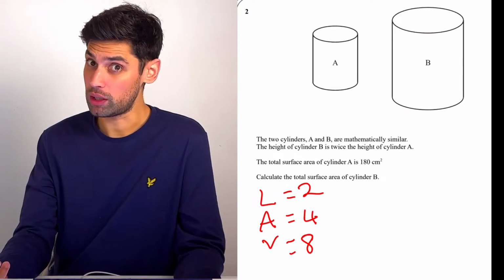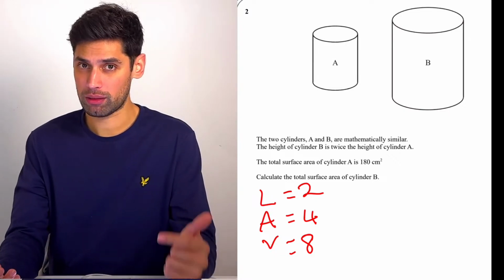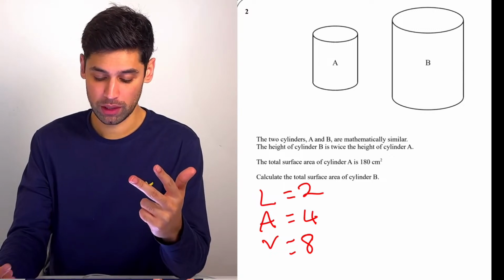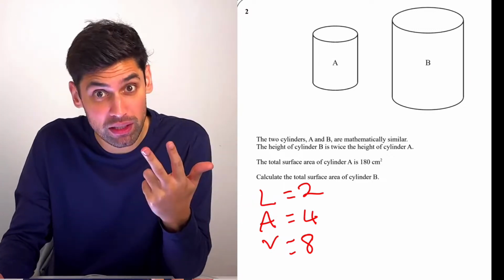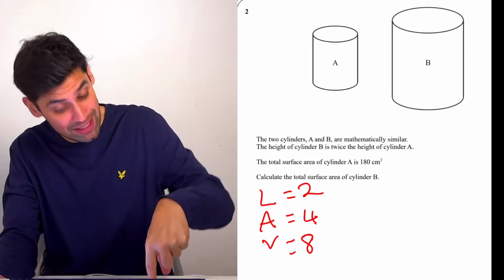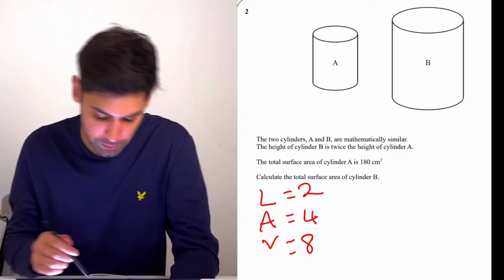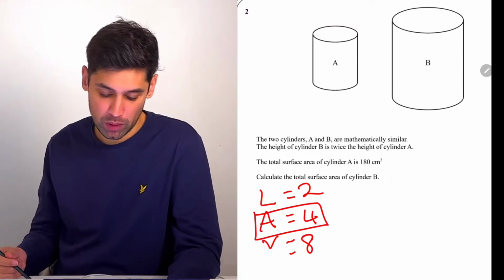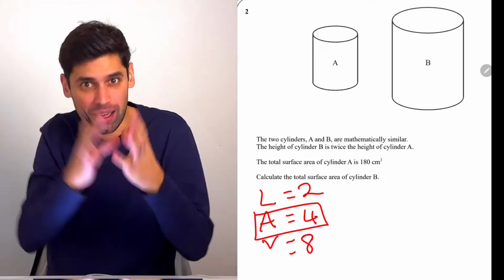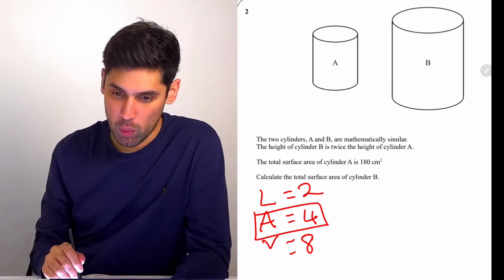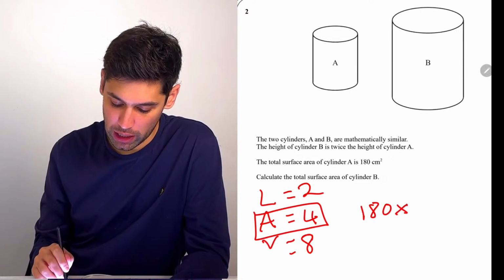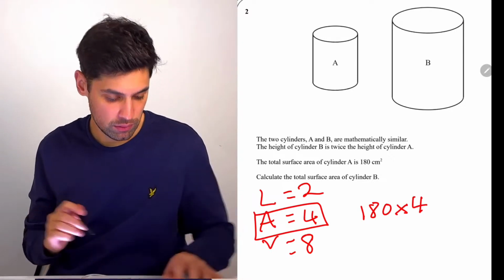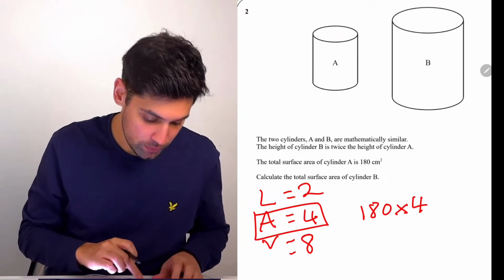I'm asking for surface area. Are we going to be using L, length, A, area, or V, volume? Quite obviously, because they're talking about surface area, they're mentioning it, not us. They're saying surface area. We're going to use A. Scale factor of A is 4. So we want to go from small to big. They're telling us A. We want to find the bigger one in B. So it's going to be 180 times 4, which is 720.